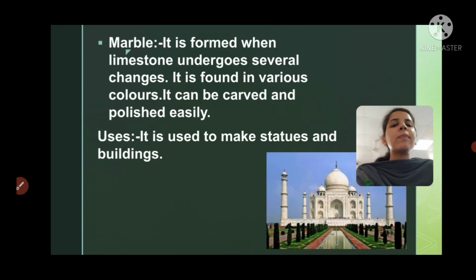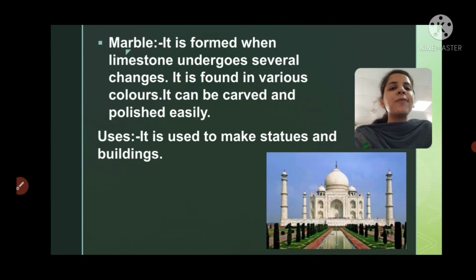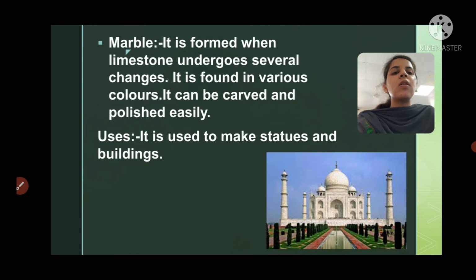So let's talk about marble. So it is formed when limestone undergoes several changes. You know limestone is a sedimentary rock. So it is formed when limestone undergoes several changes and it is found in various colors and it can be carved and polished easily. So it is used to make statues and buildings. As we know, the Taj Mahal, which is in Agra, is made up of this marble.